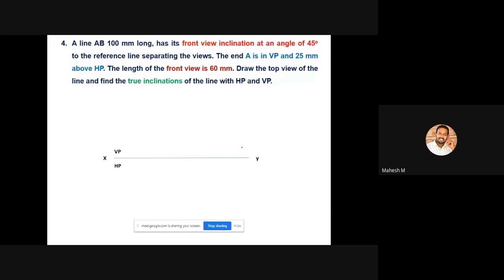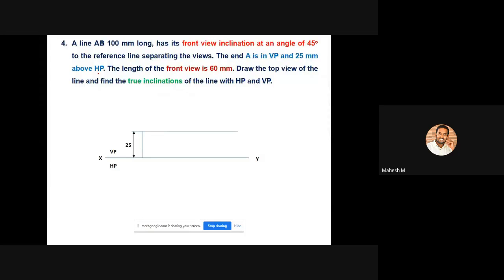So now we are moving to the projection of lines. We have created a reference line with the name XY, and also the planes VP and HP. Next we have to pick the starting point, that means the starting point called A. A is in VP and the same point A is 25 mm above HP. So you can create a horizontal line with a dimension of 25 mm.